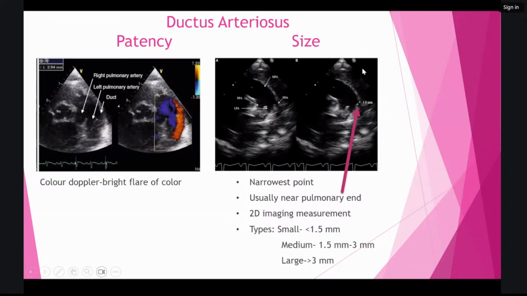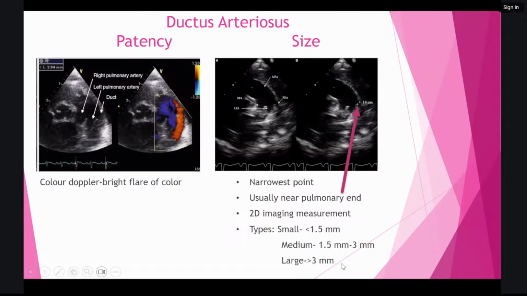So ductus arteriosus patency can be seen by the high parasternal view, which we have discussed. On color Doppler, there is a bright flare of color seen. Then coming to the size, it is the narrowest point, which is measured usually at the pulmonary end, and which is measured in the 2D imaging view and not in the color Doppler view. So the types are small, less than 1.5 mm, medium 1.5 to 3 mm, and large is more than 3 mm.